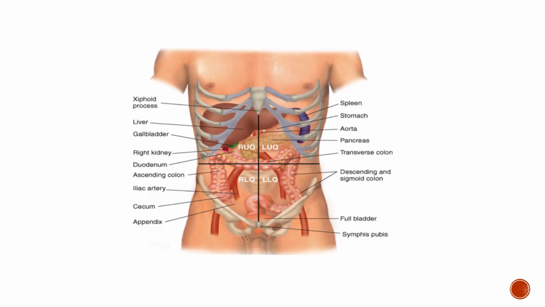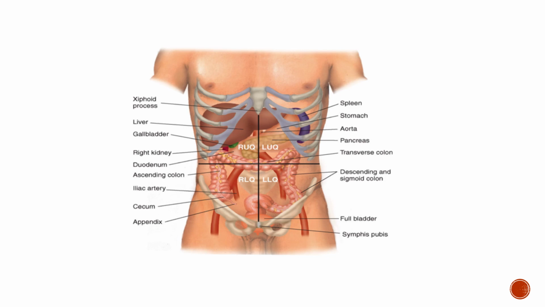Now, taking a look at the organs, we're looking at the right upper quadrant and what's in those different quadrants. The majority of the liver is in the right upper quadrant. The right colic flexure is in the right upper quadrant. The gallbladder is in the right upper quadrant, and we'll see other organs as well.